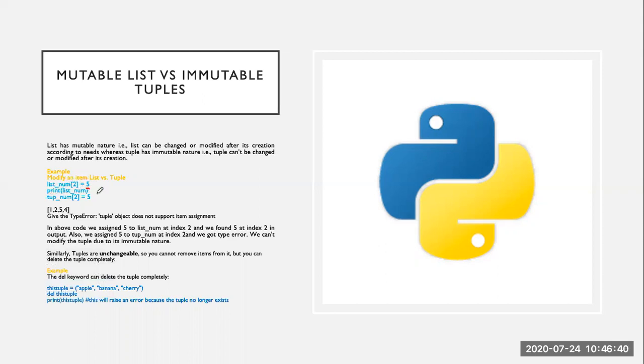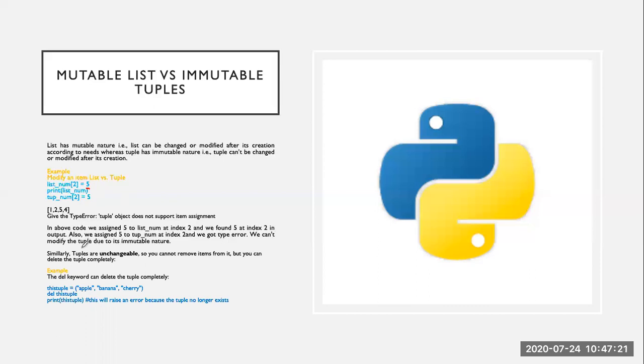When we print this number, the third item, which is at index number 2, will be replaced by 5. But if we try to do the same thing with tuples, it will not accept it. For example, if we try to assign the value 5 to the tuple at index number 2, which means we want to overwrite the value, it will give a type error because tuple objects do not support item assignment. So this is not allowed in a tuple. This is the very basic difference between lists and tuples.